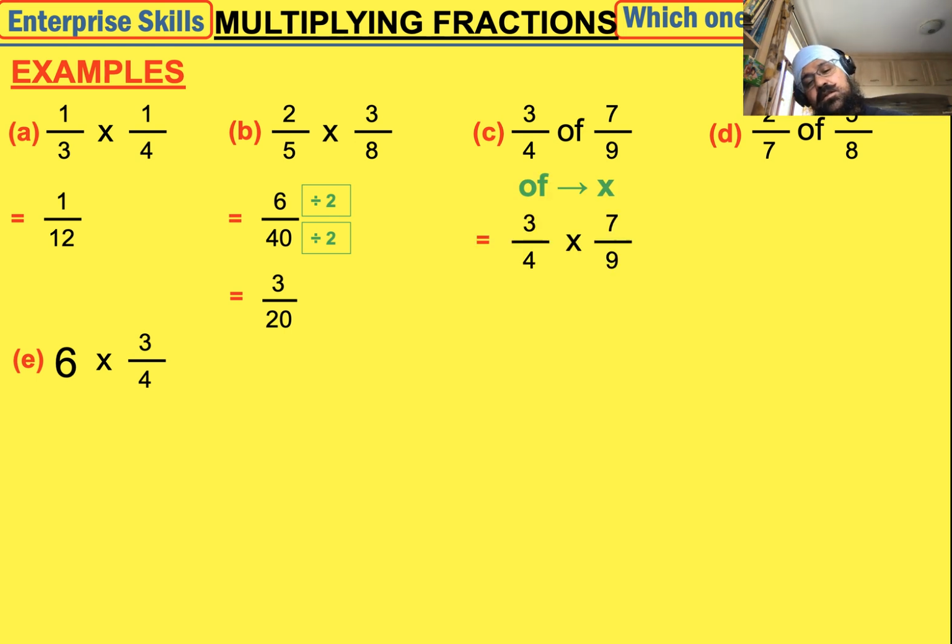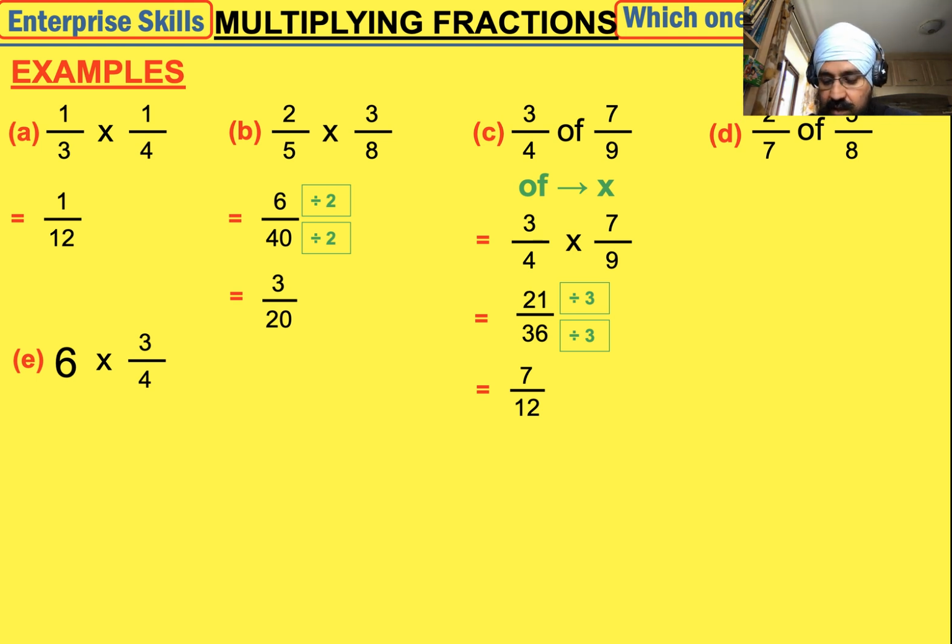times 7 over 9. So you multiply 3 with 7, which gives you 21, and 4 times 9 gives you 36. This could be simplified because they both come in the 3 times table. Both divided by 3 gives you 7 over 12. So remember, of means multiply in this sense.